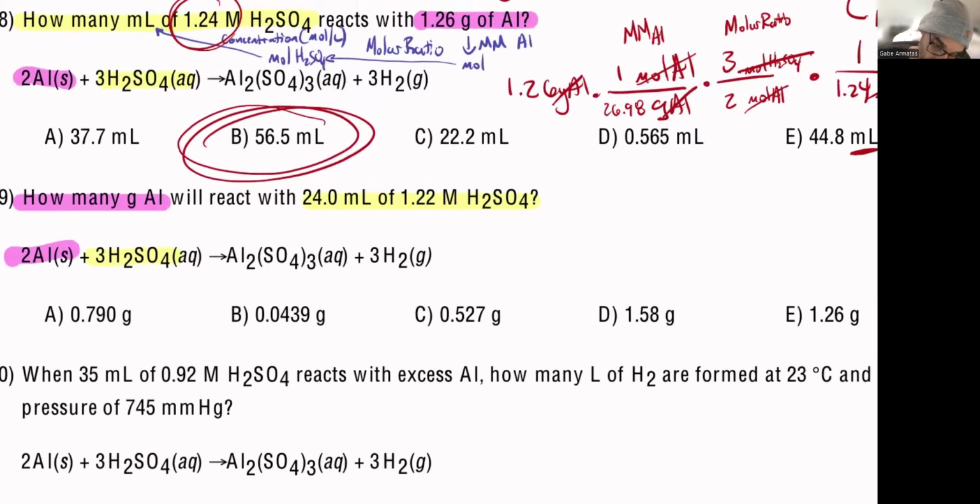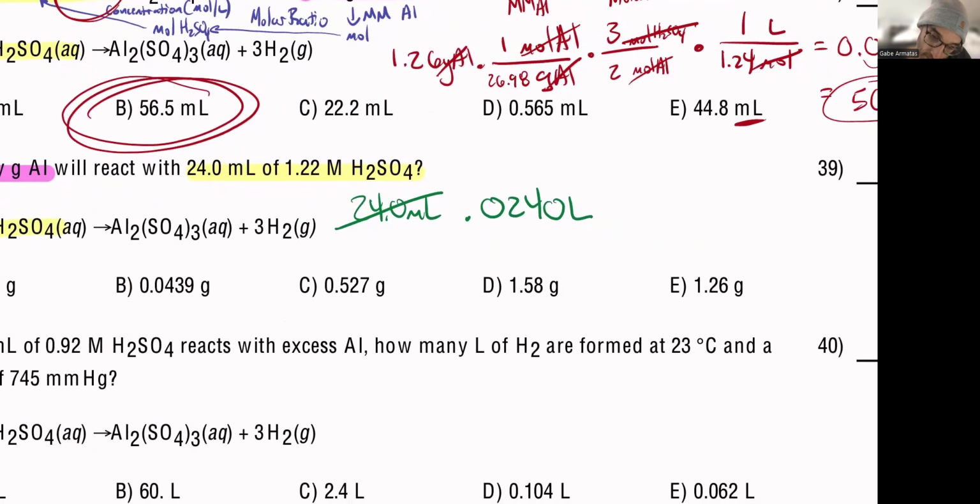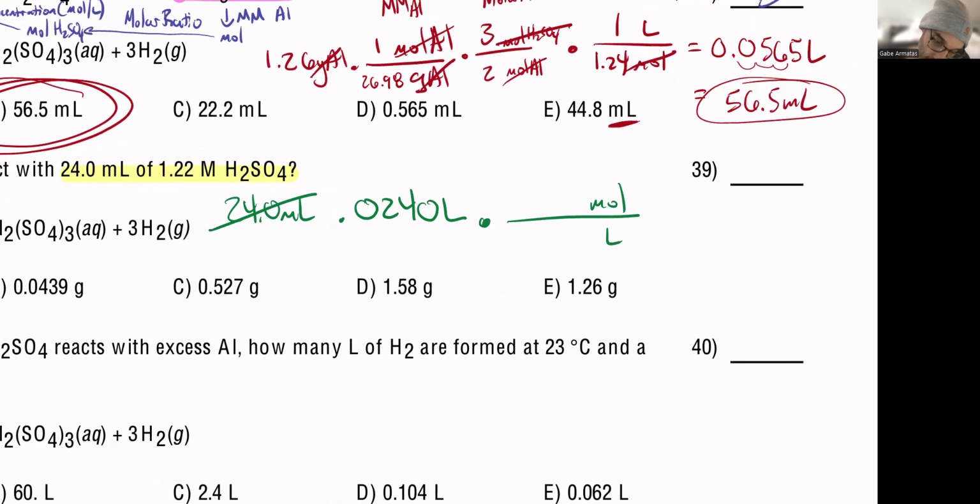So I'm going to start with volume, 24.0 milliliters. We want to convert this to liters whenever we're dealing with molarity. So I'm going to rewrite 0.0240 liters of my H2SO4 times fraction. I want liters to go away. I want moles to remain. I need more room here, so I'll get rid of that.